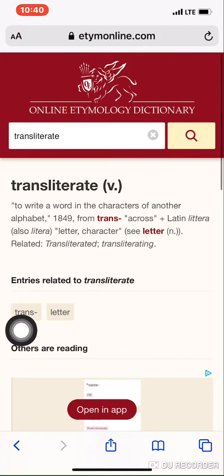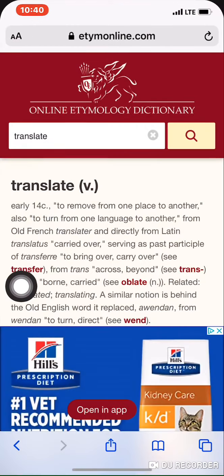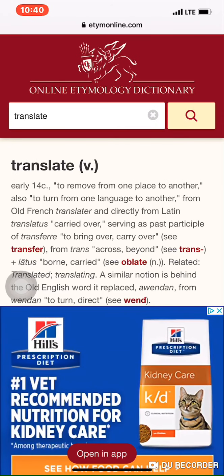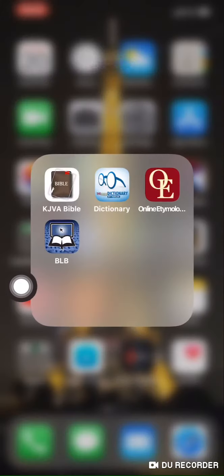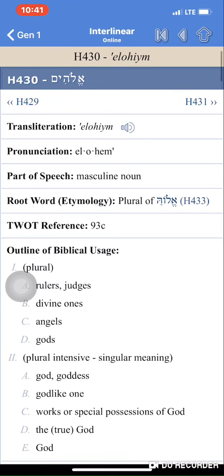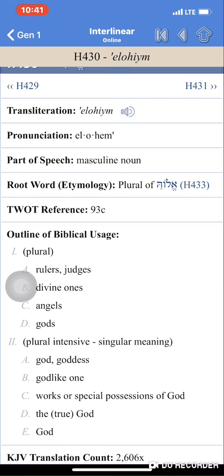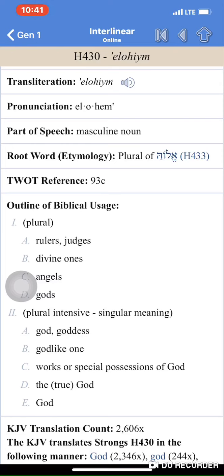When we focus on translate, same source, Etymon Online, it means to turn from one language to another. The term for God in Hebrew is Strong's H430, Elohim. And the translation for Elohim from the Hebrew to the English would be powers, powers. Okay?